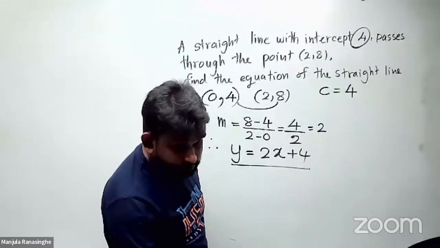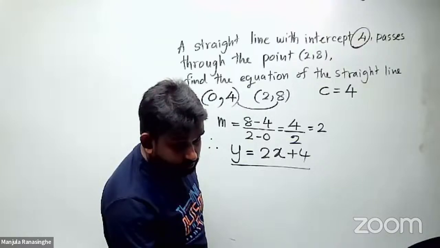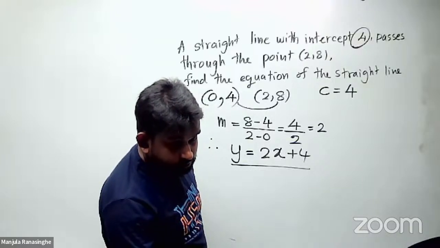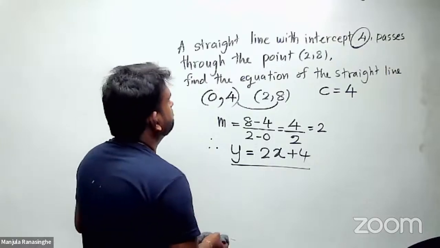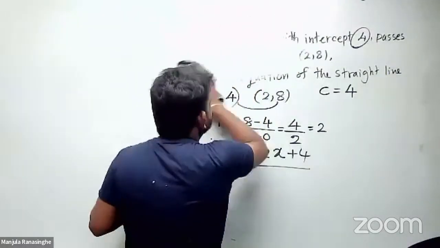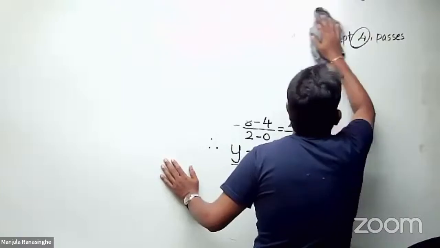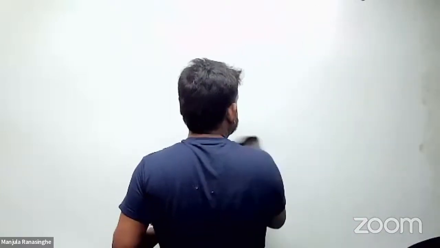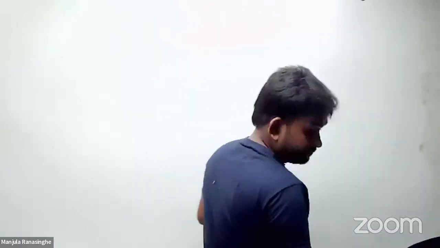Right. Okay. So now you know how to find the equation of a straight line. Now I will do this type of equation, so I can do it in the other way, right?